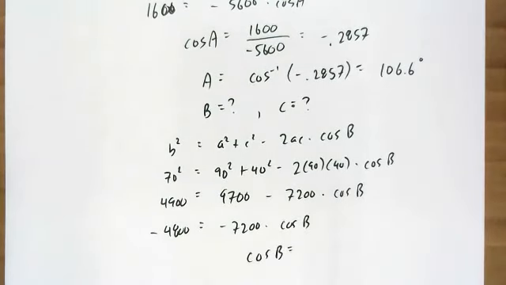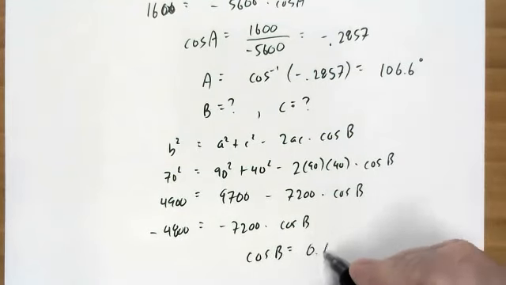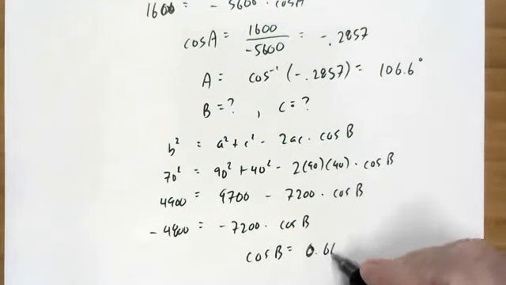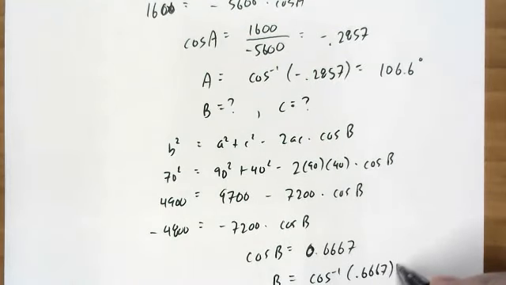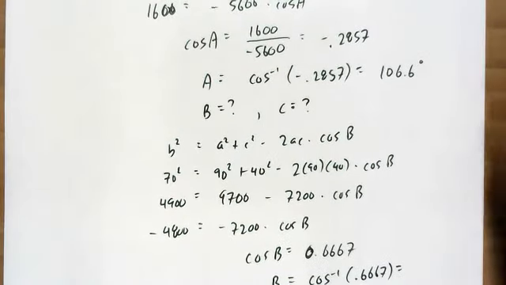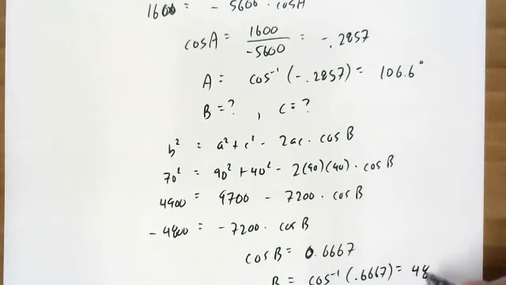So if I divide both sides by 7,200, it's 0.6667. Therefore, B is the inverse cosine of 0.6667, which equals 48.2 degrees.